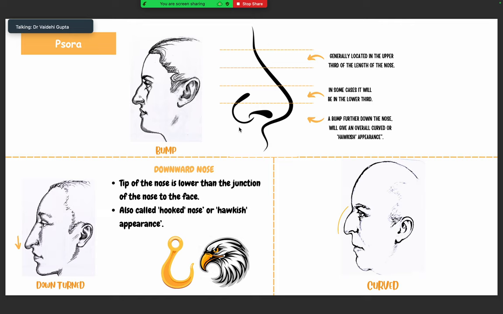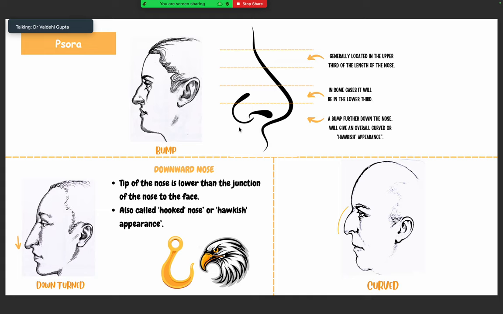A bump further down the nose will give an overall curved or hawkish appearance. It looks like a hawk. So the bump, which is like extra mass because of the septum, is called bump of the nose. Next one is downturned nose. When the bump is at the tip of the nose, it is called downturned nose, which is slightly below the normal level.